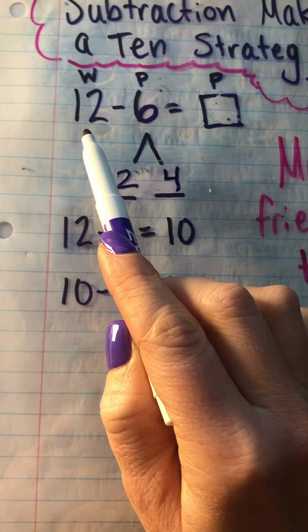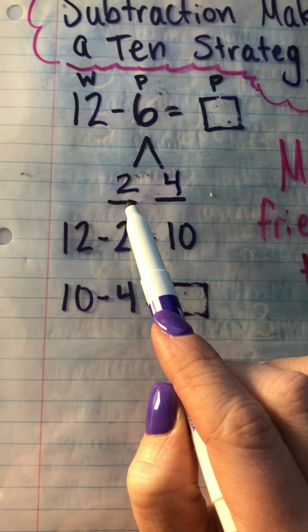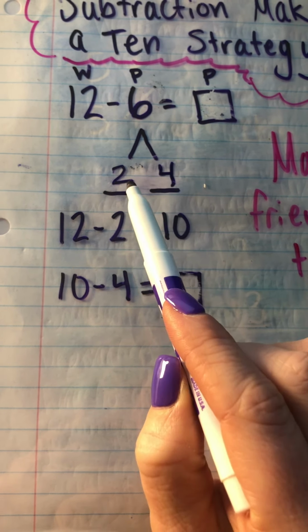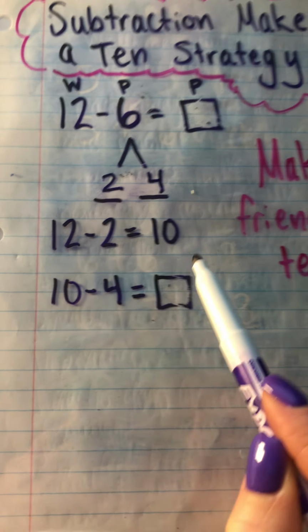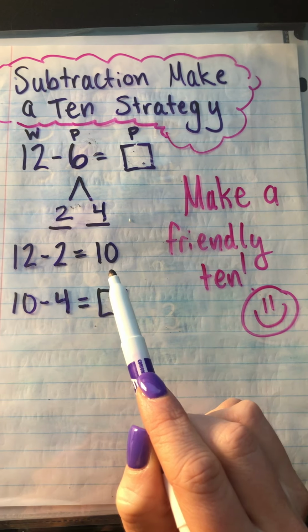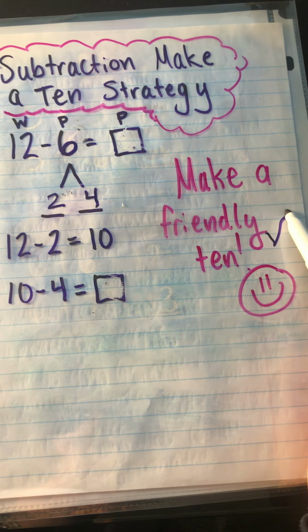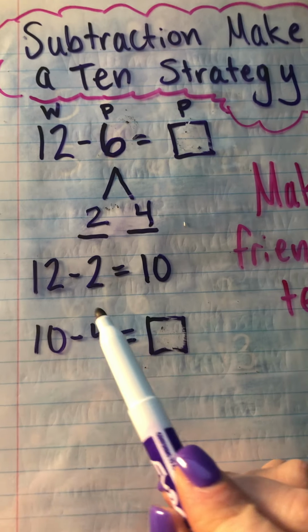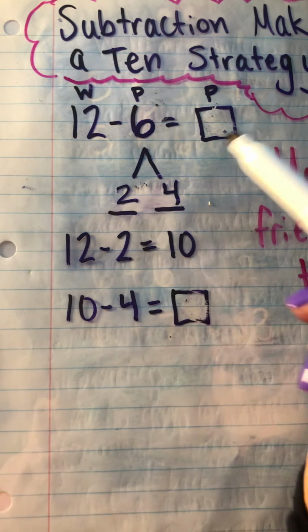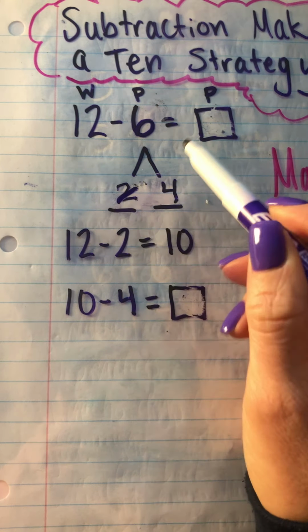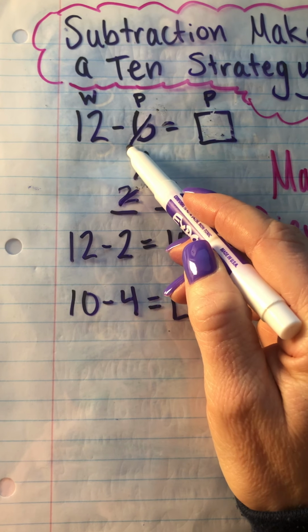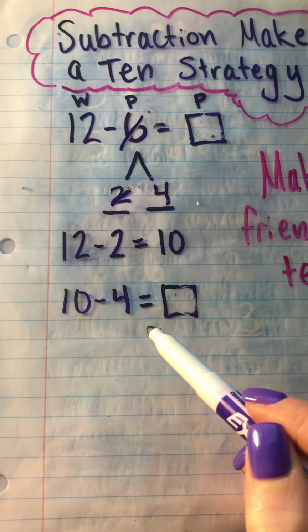Okay, so now if I look at 12 minus 2 from this number here, 6, 12 minus 2, I've made a friendly 10. Woohoo! Check. So now that I've made a friendly 10, I've used the number 2, and we're not going to be looking at the 6 anymore, so I'm just going to cross that out.